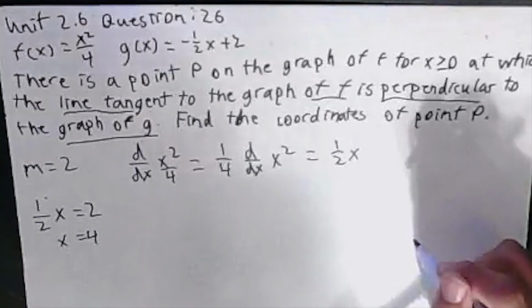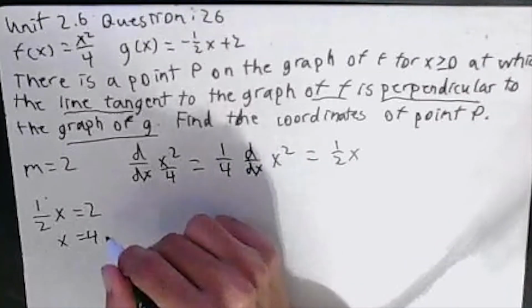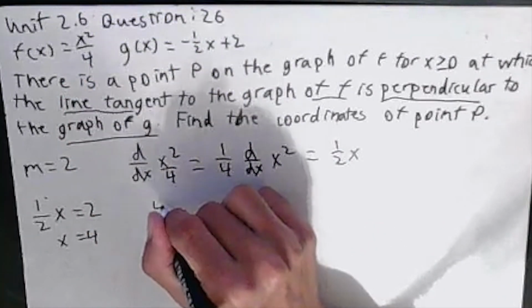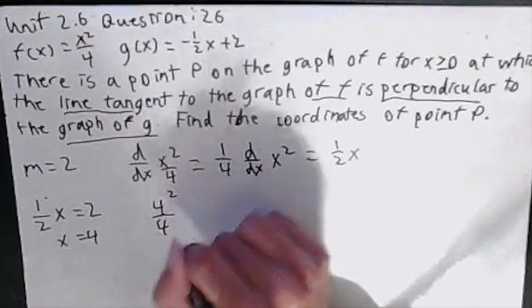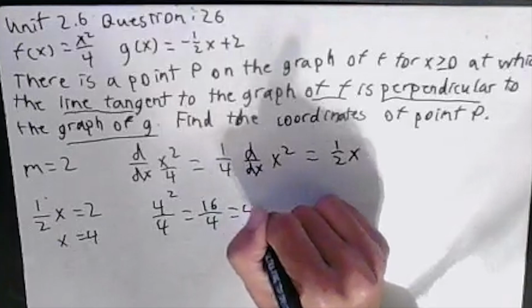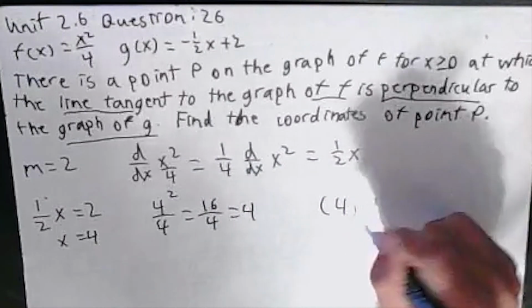So now we know our x value of our function. To find our y value, literally all we do is just plug 4 back into our f of x. So you get 4 squared over 4, and that is 16 over 4, which is equal to 4. So our coordinates are (4, 4) as our final answer.